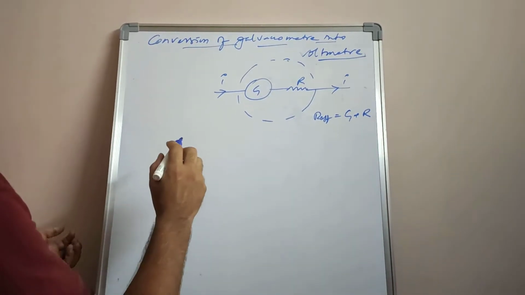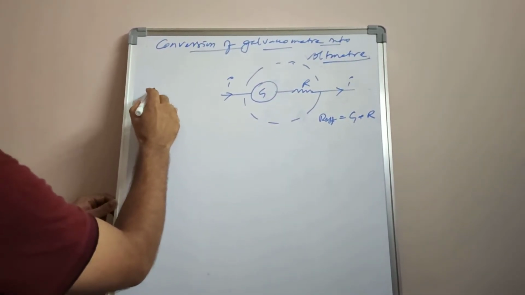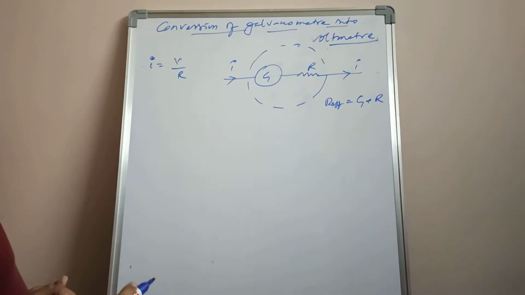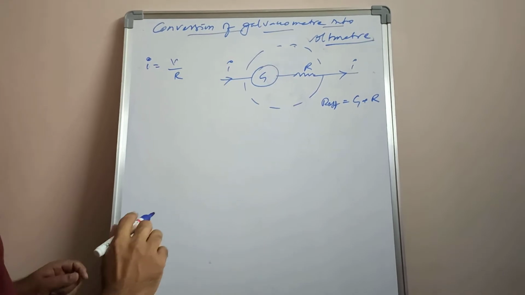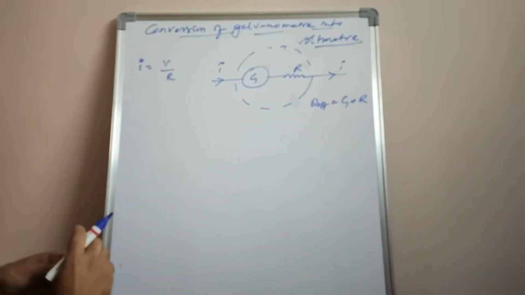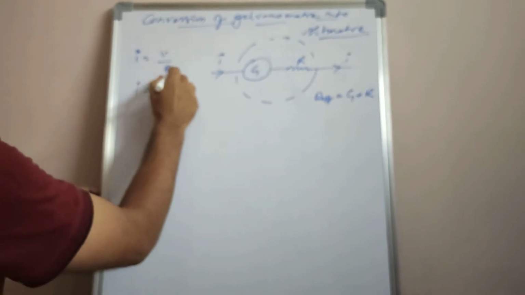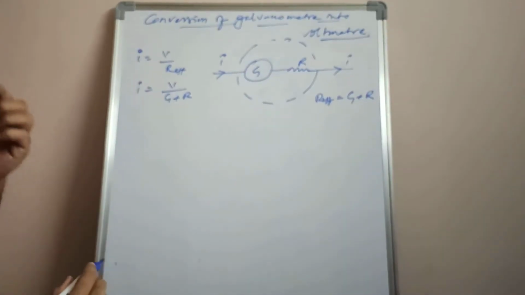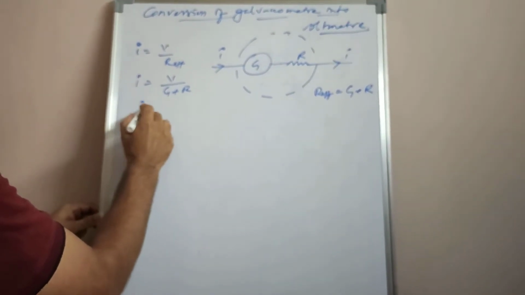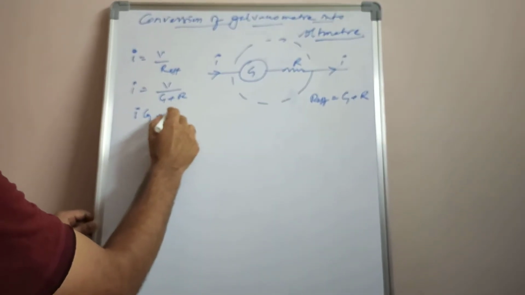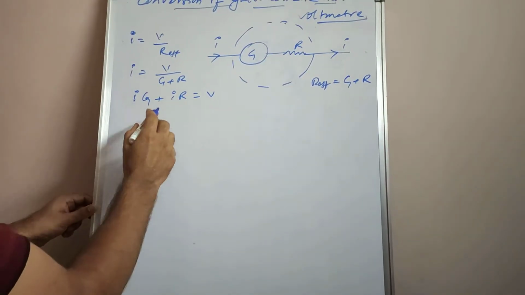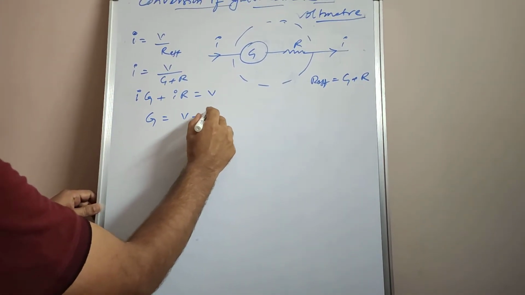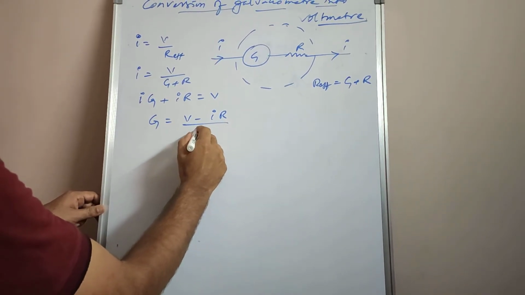Now total current passing through that galvanometer is considered as I is equal to V by R, where this R is considered as effective resistance. So you can take that as I is equal to V by G plus R. So I into G plus I into R is equal to V. So now we need to find this value of R. So that is equal to V minus IG by I.